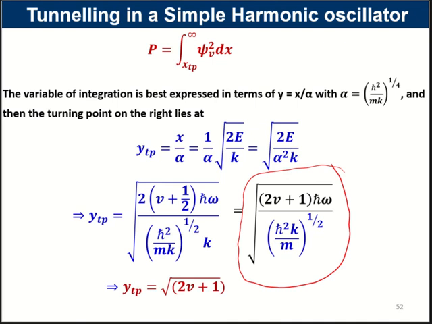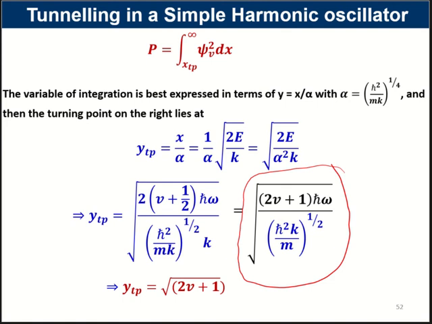So finally, in a simplified expression, the simplest expression we got for the turning point, y_tp is equal to under root 2v plus 1. v is the quantum number. So it is independent of particle speed. The turning point is not dependent on k or m.